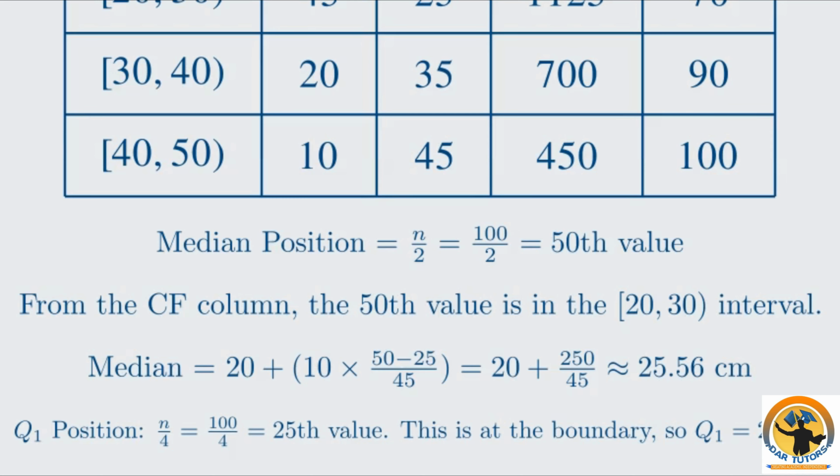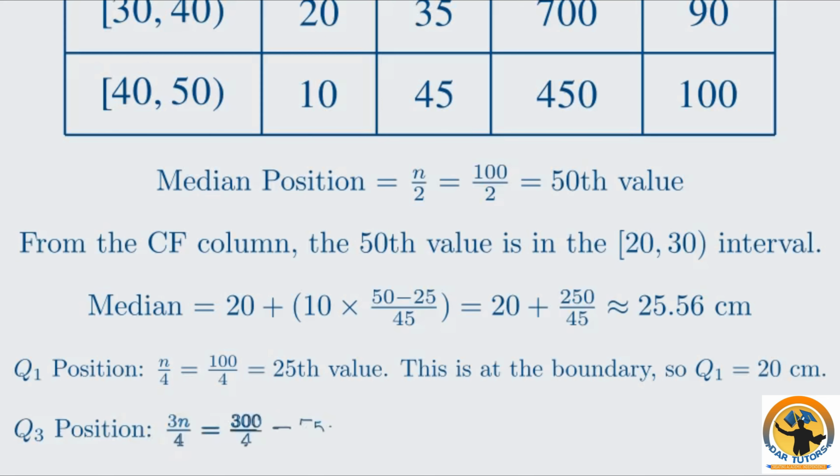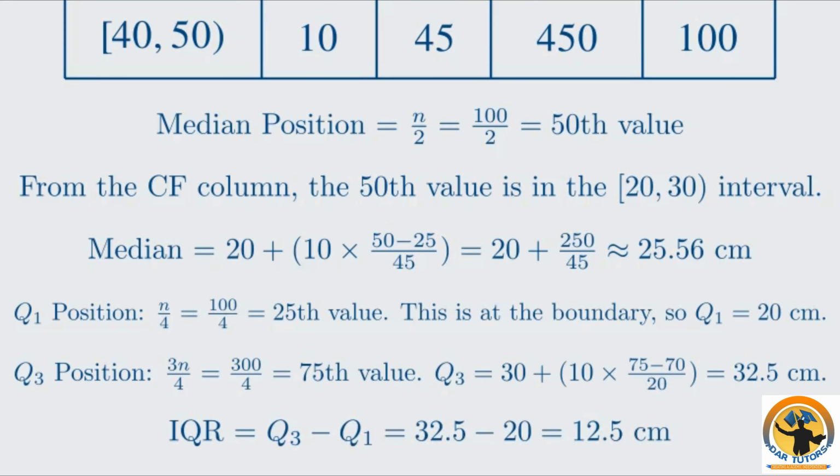For Q1, the position is n over 4, or 25. The 25th value is the very end of the first class, so Q1 is 20 centimeters. For Q3, the position is 3n over 4, or 75. This is in the 30 to 40 centimeters class. Interpolating, we get Q3 is 32.5 centimeters. The IQR is then Q3 minus Q1, which is 32.5 minus 20, or 12.5 centimeters.